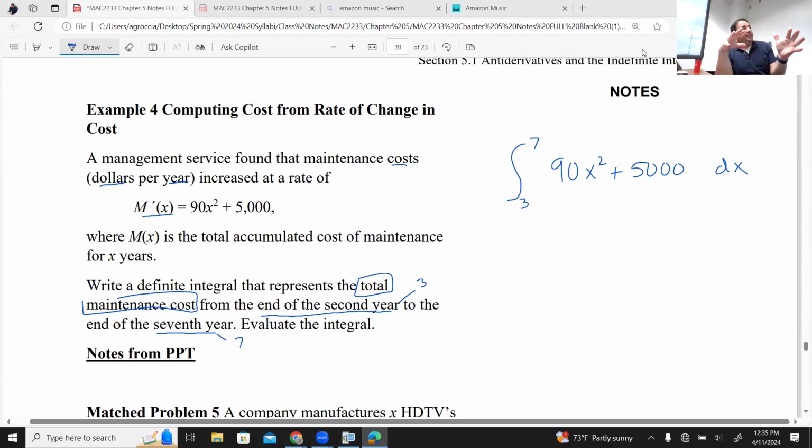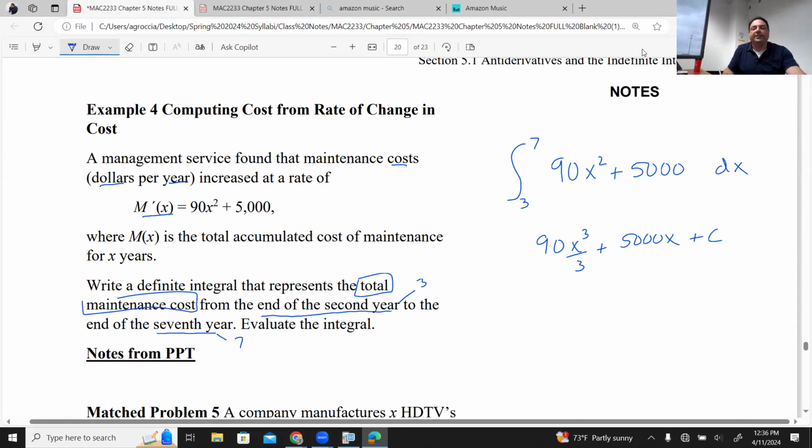So again, the main idea is we're starting with marginal cost. We have to work backwards. That means take the integral. And then when we take the integral, we'll have total cost from 3 to 7. So when we take the integral, the 90 stays. This will be x to the 3rd over 3. The integral of 5,000 is 5,000x. Don't forget at the end to have a plus c.